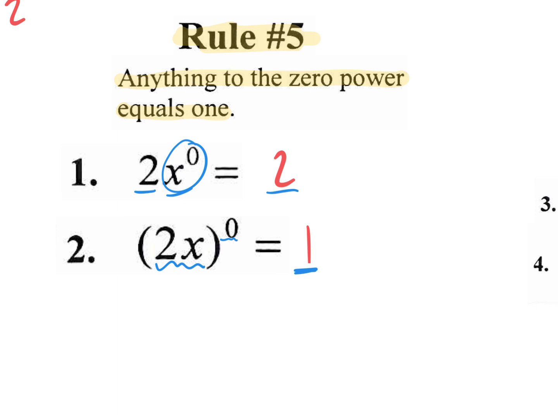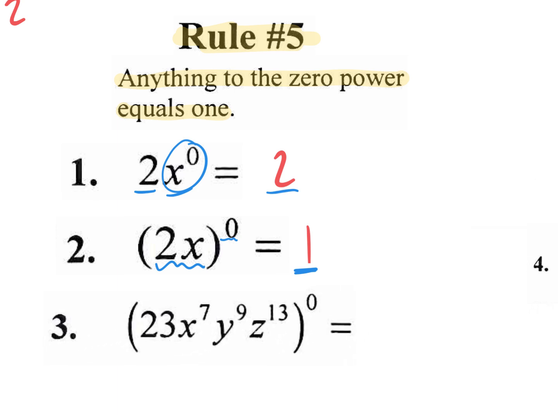Okay? How about this guy? What's the answer there? 1. Because the whole thing to the power of 0 equals 1.